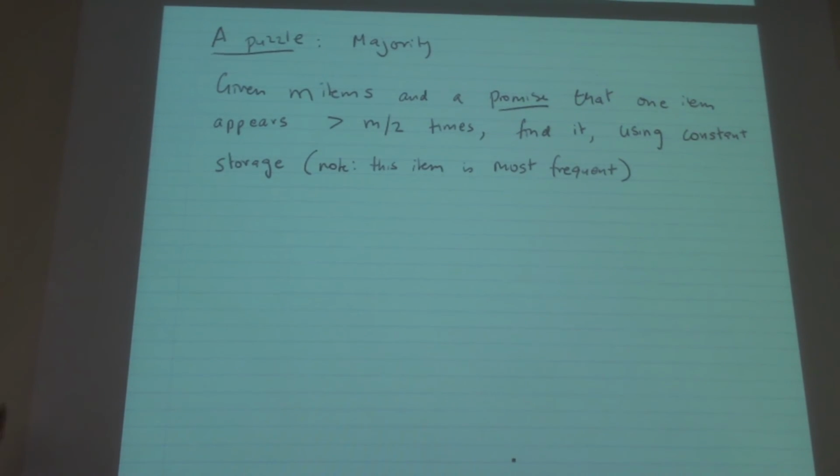Okay, I'll give you a few minutes. So again, is the question clear? I give you a bunch of numbers. They're whizzing by like this, right? And I promise you that one element is the majority. Find it.